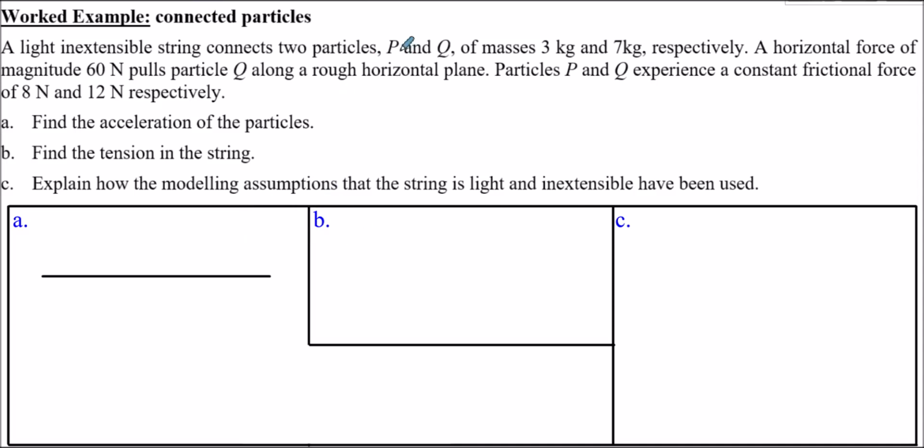So we've got P and Q, so I'm going to just add in here P and Q. They're connected by an inextensible string. Inextensible just means it can't stretch, so it's the same length all the time. It's not like an elastic band. And as well, they've got masses of 3 kilograms and 7 kilograms, so that means they've got weights associated with them as well. So the weight of P is going to be 3g. The weight of Q is going to be 7g.